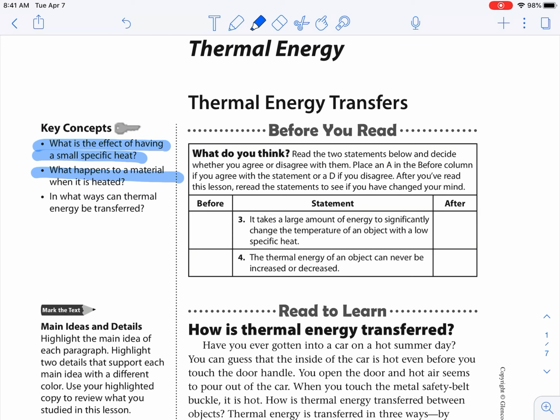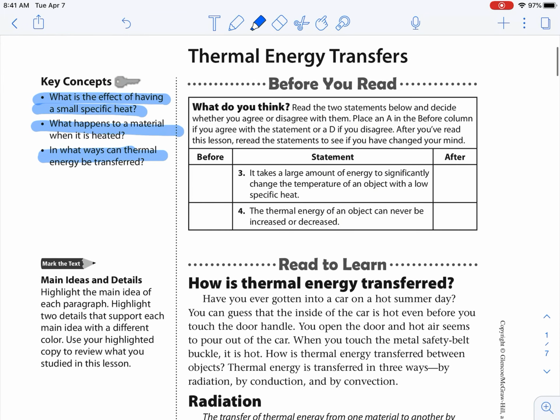What happens to the material when it's heated? So when we heat something up, does anything actually happen to the material? And then lastly, in what ways can thermal energy be transferred? And this part is really going to help us build our understanding of why the temperature is changing in our cup when it's exposed to the air, and what is actually causing that, and how does that happen.